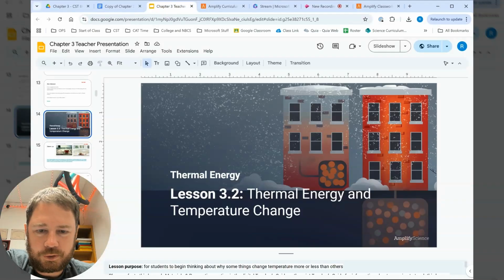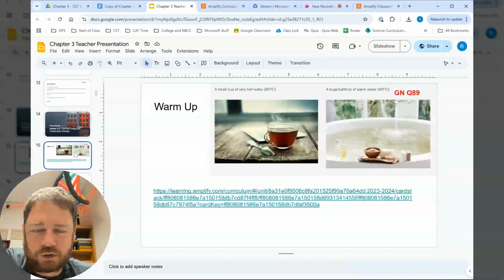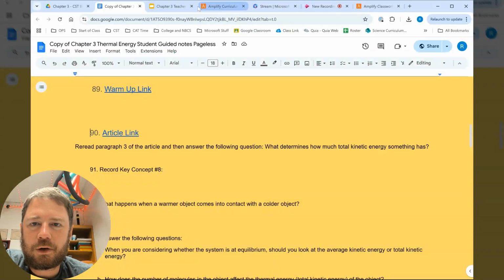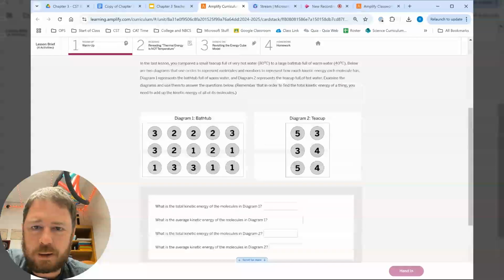We are starting lesson 3.2, which is titled Thermal Energy and Temperature Change. So to start out, we have a warm-up on question 89. The warm-up is just linked there. There's nothing to write in your guided notes. You're going to complete it on Amplify.